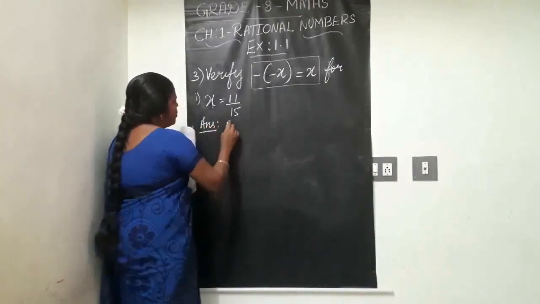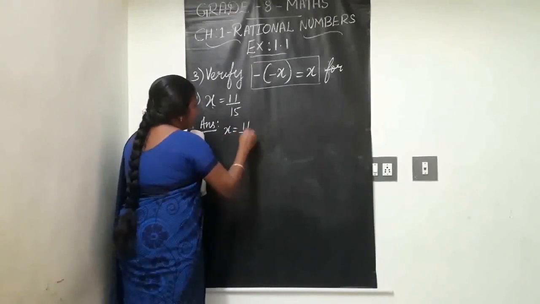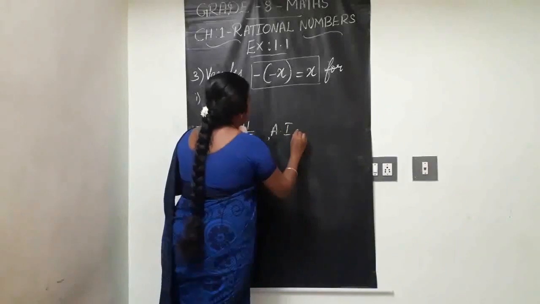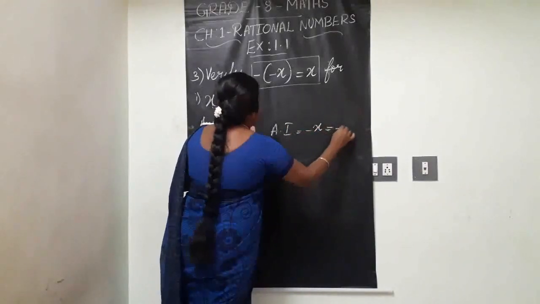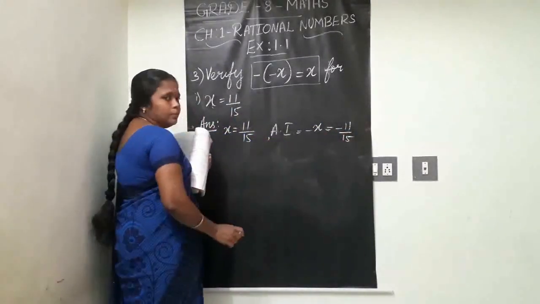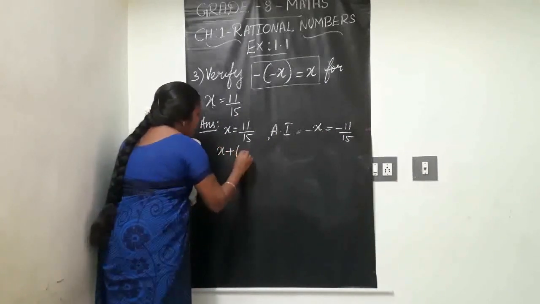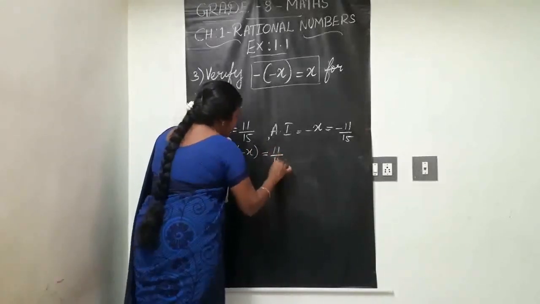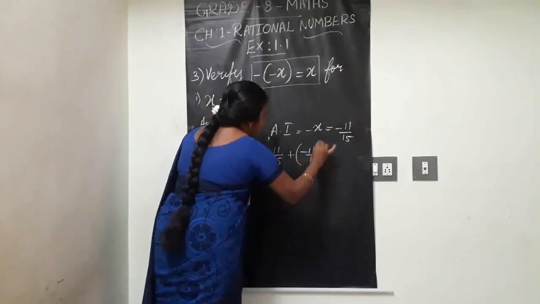For this, what is the additive inverse? See, x equals 11 by 15. This additive inverse, what comes? Minus x, no? Minus x equals minus 11 by 15. Clear? We have to add both. Checking method way we are going. x plus minus x. That means what comes? 11 by 15 plus minus 11 by 15.